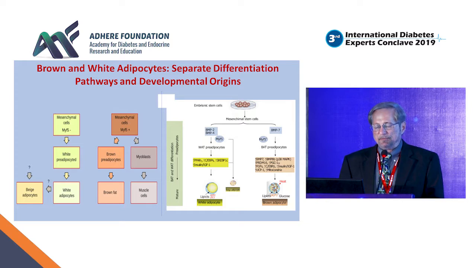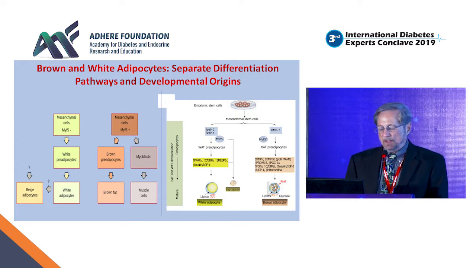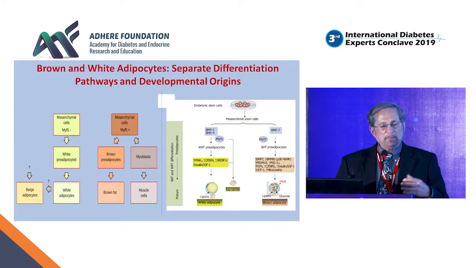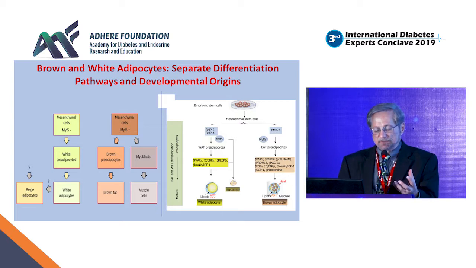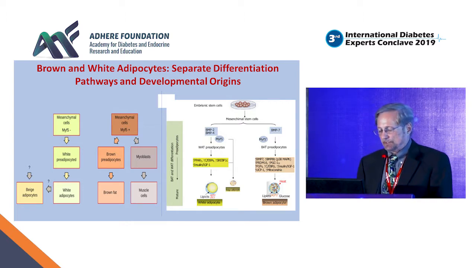Now, if you look on the left, these two cells, brown and white adipocytes, derive from different mesenchymal precursors. If they are positive for Myf5, they are really adipomyocytes. They can develop either into brown fat or muscle cells. If they lack Myf5, then they're predestined to develop into white adipocytes, and then white adipocytes can be converted into beige adipocytes. So different lineages for these two cell types.